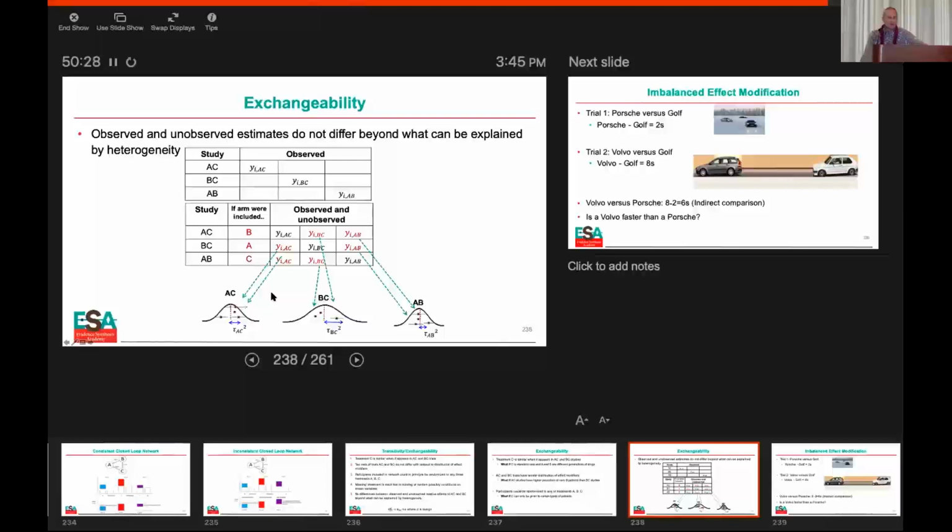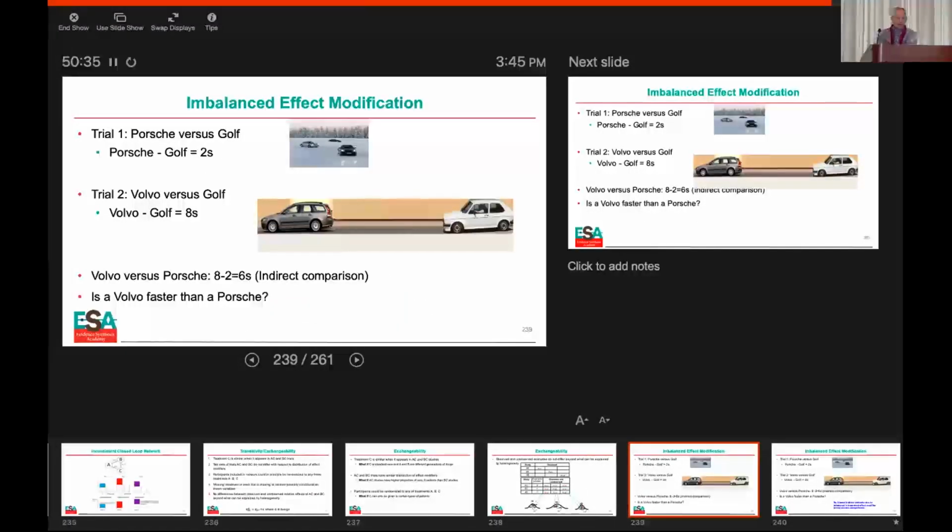So here's an example of imbalances caused by different effect modifiers. One of my colleagues gave this example, and I like it because it makes it pretty obvious. Let's say we did a study of cars to see how well they drove on ice. We compared a Porsche versus a Golf, and the Porsche was 2 seconds faster on the course than the Golf. Then we did another study comparing a Volvo versus a Golf, and the Volvo was 8 seconds better than the Golf. So the Volvo was 8 seconds better than the Golf, and the Porsche was only 2 seconds better than the Golf. Therefore, if I did the indirect comparison, the Volvo should be 6 seconds faster than the Porsche.